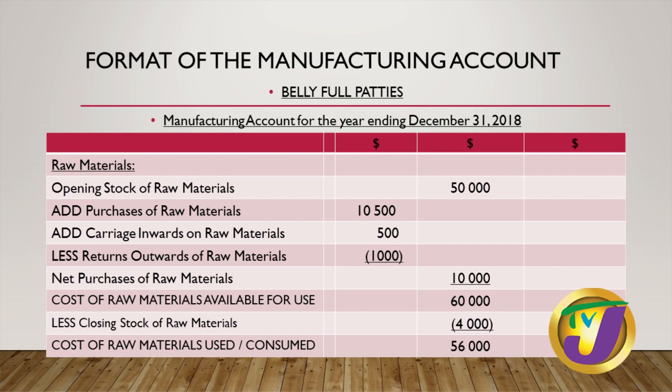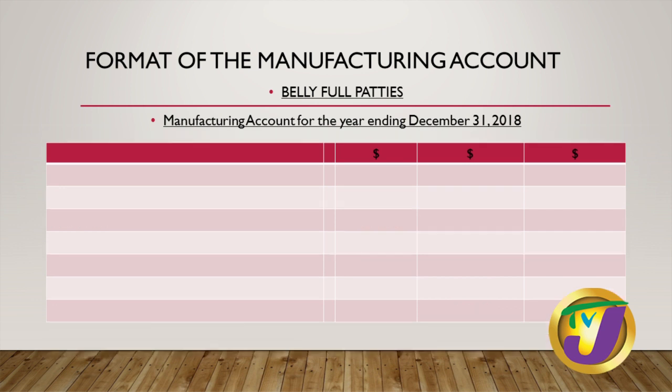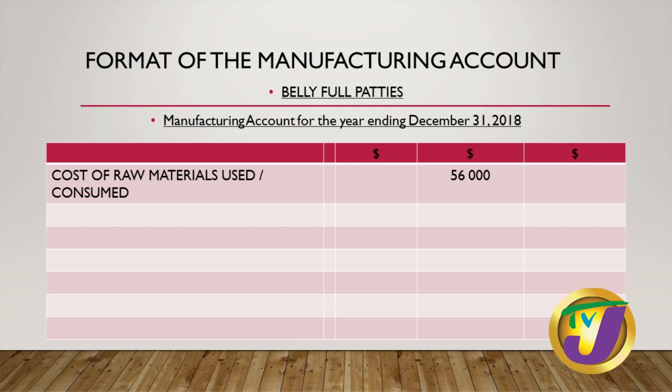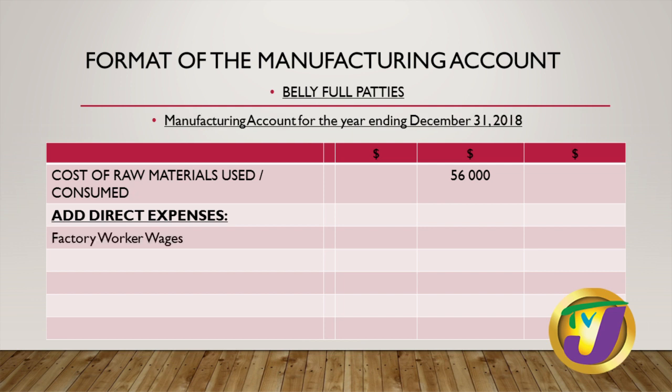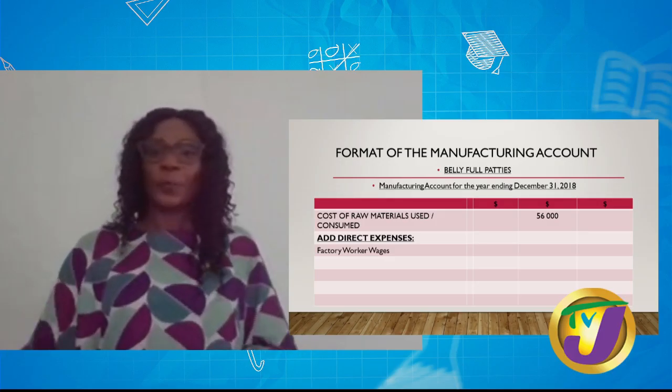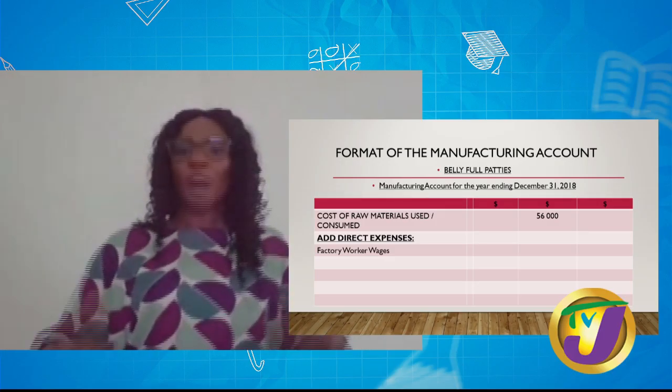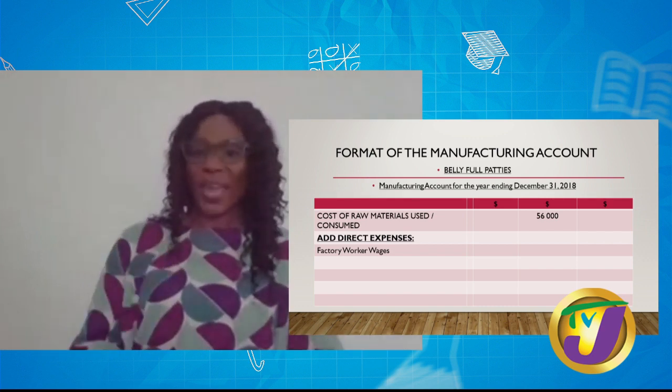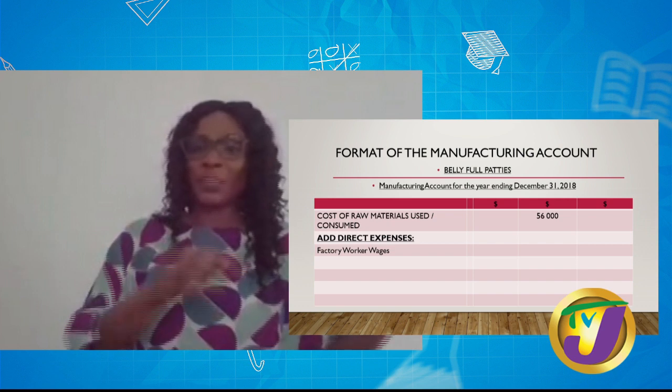So we've established our cost of raw material consumed. We now need to work out our prime cost. Now, how do we get the prime cost? You're now going to add in your direct expenses or your direct cost. Many times in the question, you may see them say direct labor as a direct cost, or you may see direct expenses. Good? If you see direct labor, we're talking about factory worker wages, the person involved in the manufacturing process.